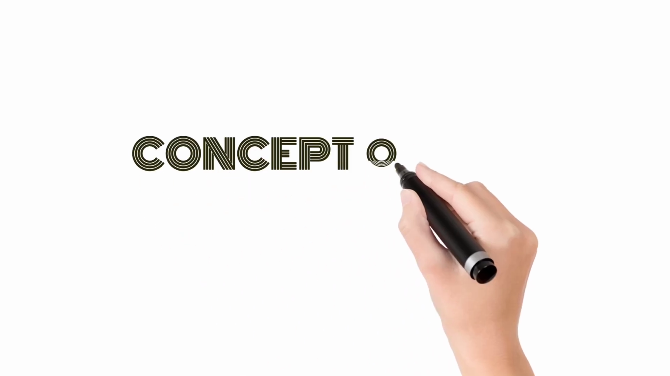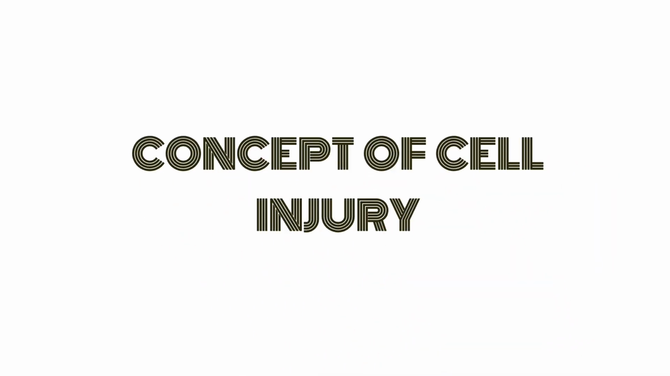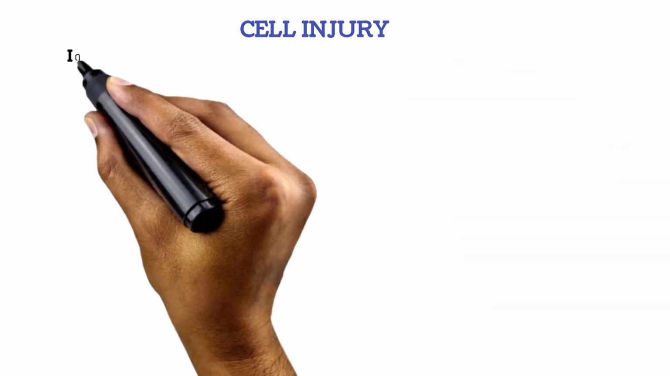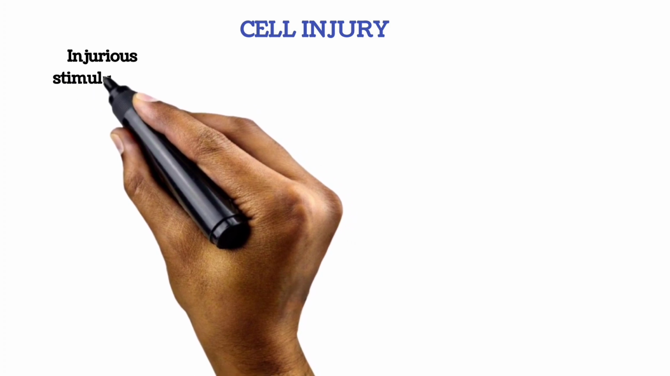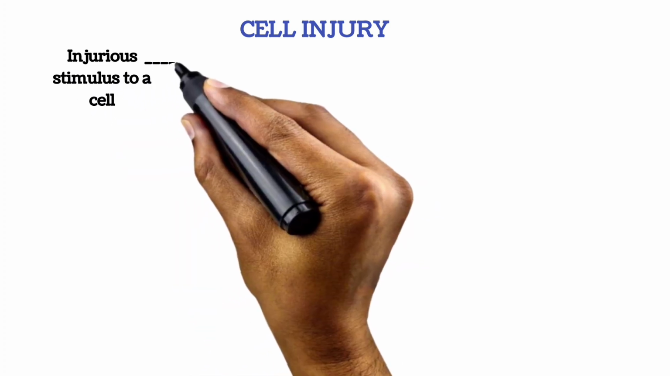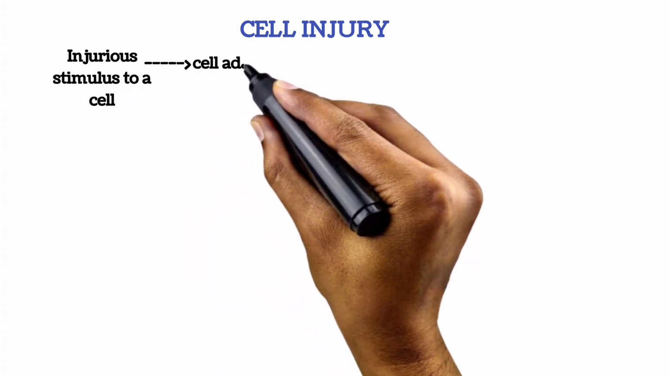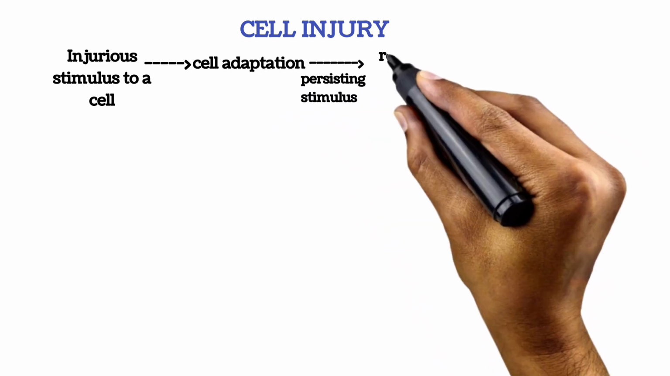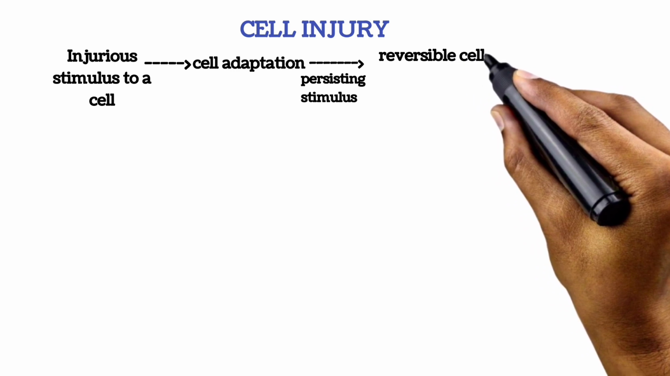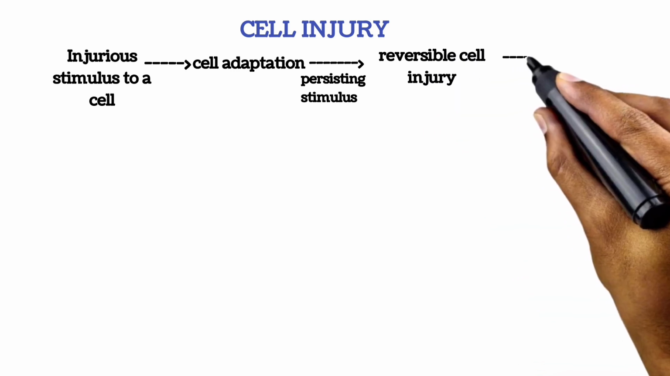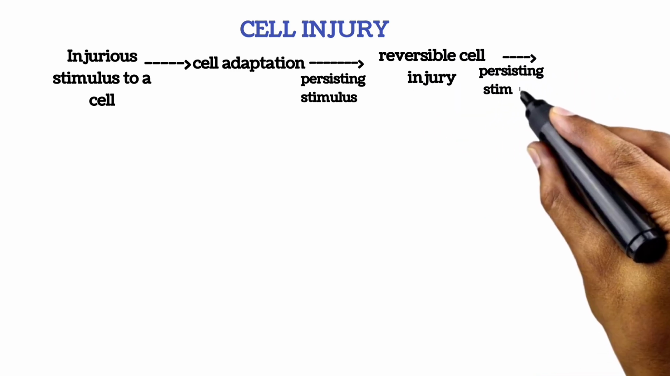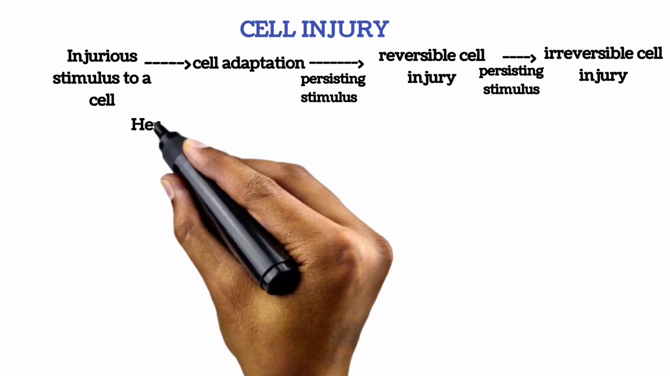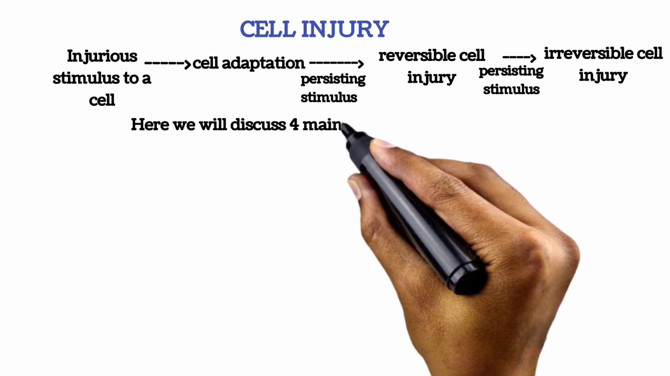So in this video, we will learn about the concept of cell injury. Whenever there is an injurious stimulus to a cell, at first the cell tries to adapt, and it is known as cellular adaptation or cell adaptation. If the stimulus keeps persisting, then it results in reversible cell injury. That means the cell can revert back to its normal form if the stimulus is withdrawn. But if the stimulus keeps on persisting, then it results in a form of irreversible cell injury.